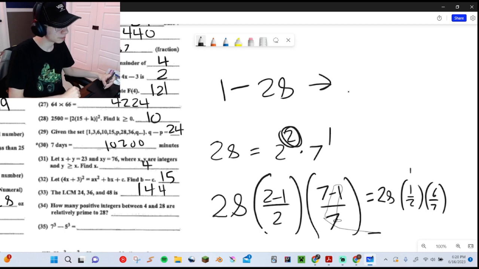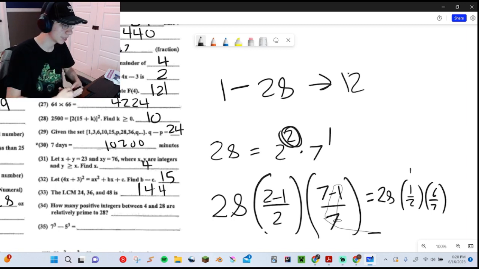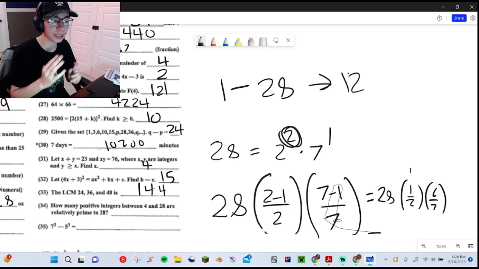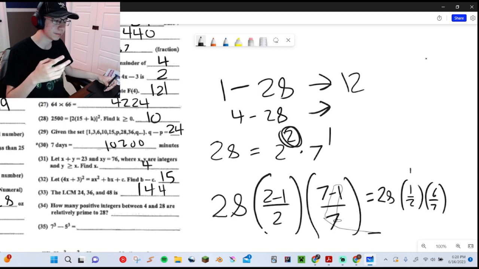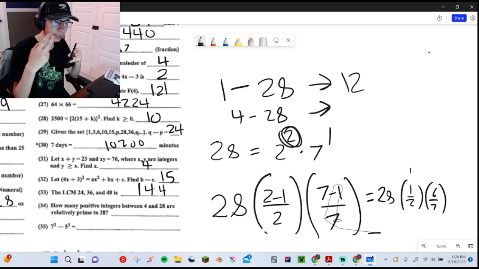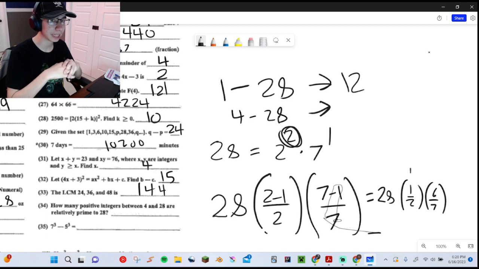Okay, but that tells us how many numbers between 1 and 28 are relatively prime to 28. The question wants to know how many positive integers between 4 and 28 are relatively prime to 28. And the way I find that is I gotta account for those numbers 1, 2, and 3. I gotta subtract them from these 12 numbers, like I gotta see which numbers are relatively prime and subtract them from 12 because they don't fall in that range. So let's think.